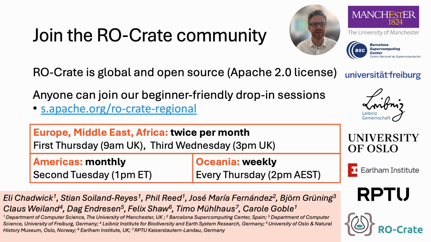This is my final slide. A few final points. First, the specification is open source with an Apache 2.0 license. RO-Crate is developed in the open on GitHub. Anyone can join our global community to discuss applications, profiles, and tools. Start by attending a beginner-friendly drop-in session. For Europe, these are the first Thursday of the month at 9 AM UK time and the third Wednesday of the month at 3 PM UK time. See the table for other parts of the world.